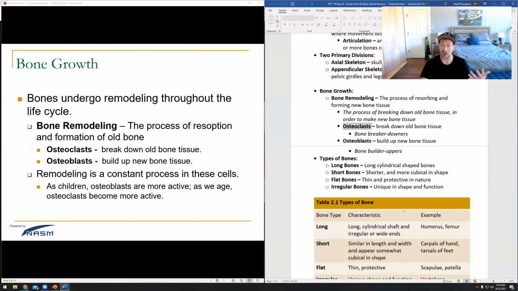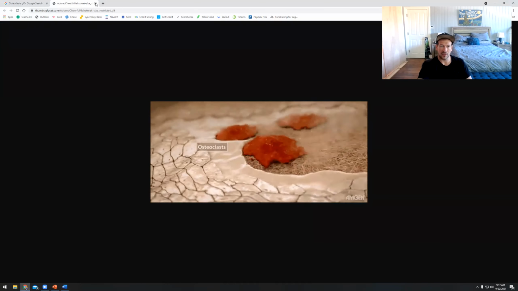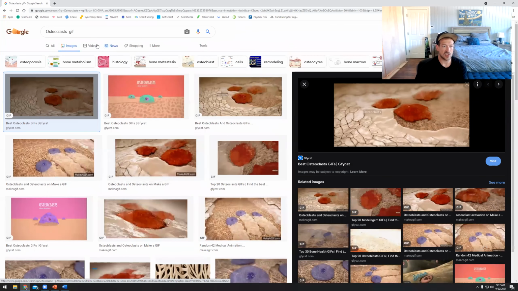This is a really good process that's happening, because when you have imperfect bone, the osteoclasts are going to come along and eat away any of those imperfections, which you're going to have, because when you're physically active, you're creating a little bit of cellular damage, right? You're fracturing your bones a little bit, right? And so these guys are going to come along and eat up all of that old bone tissue.